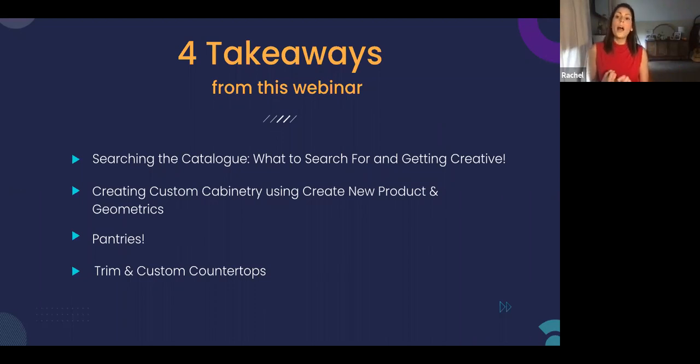Next, we're going to go over how to create custom cabinetry using the Create New Product tool and also geometrics from the catalog. We're going to go over the different pantry options and what you should be searching for there. And then lastly, we'll discuss how to apply trim to the top of your cabinets and how to create custom countertops in Create New Product.